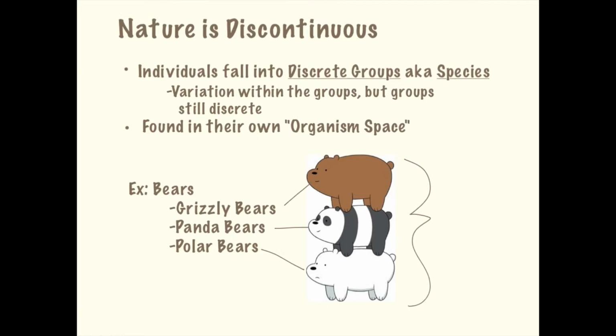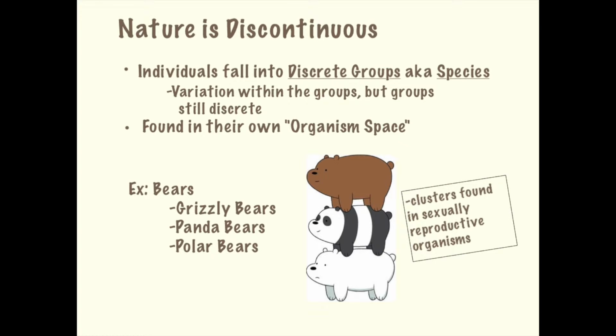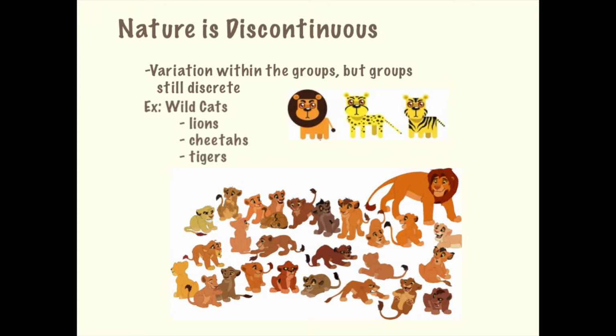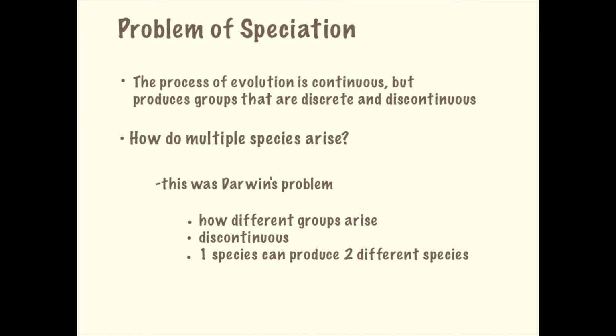Bears, for example, fall into different species, each discrete from the other. Note that these clusters are all organisms that reproduce sexually. Another example shown here are species of wild cats: lions, cheetahs, and tigers. Consider the lions. There's variation within the species, but the three species don't blur into one another. They are discrete. The problem of speciation was the idea of how these groups arise.